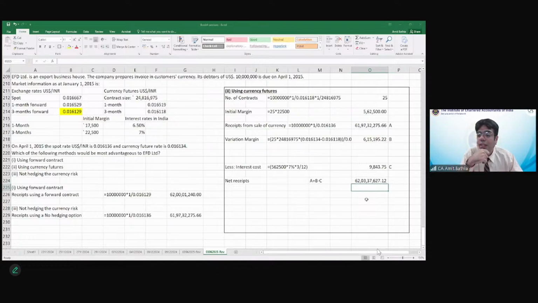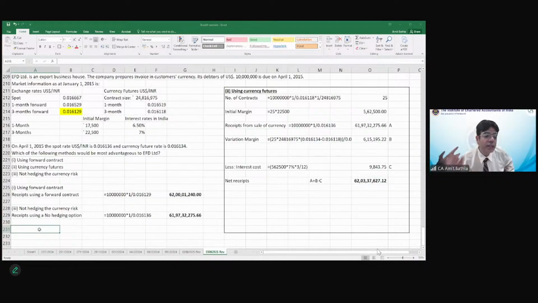So I have 62 crores 3,37,627.12. Now you have all three values available in front of you. This is from my using currency futures, this is from my forward contract, and this is from my no hedging. So which is providing me highest value? Currency futures.